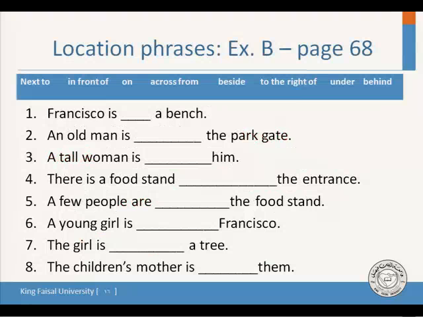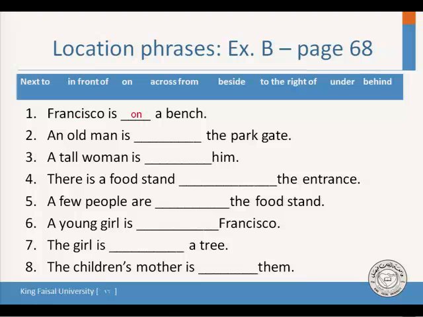Now let's do an exercise on location phrases. We have 1, 2, 3, 4, 5, 6, 7, 8 location phrases, and we have 8 sentences. Try to fill in the blanks with the words in the box. For example, number 1, Francisco is blank a bench. A bench is like a chair. Is what? On a bench.